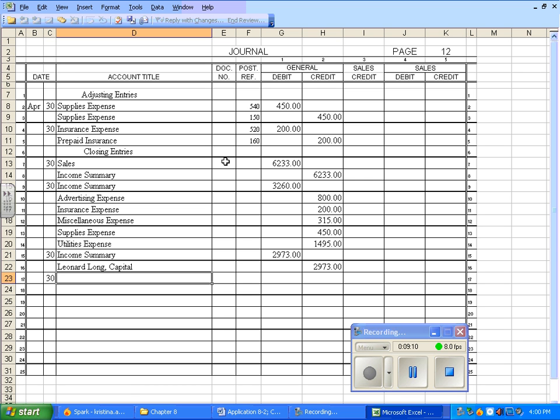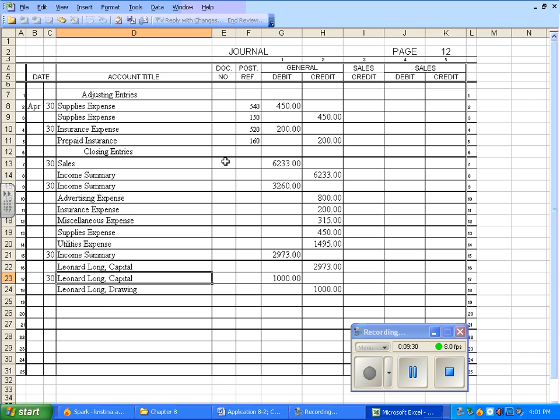And the last closing entry is to close the drawing account. Drawing has a debit balance of $1,000, so we're going to credit drawing and we're going to debit our capital account. Those are all of our closing entries.